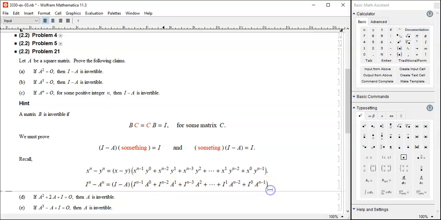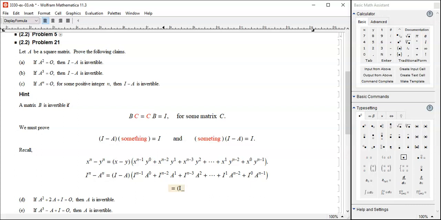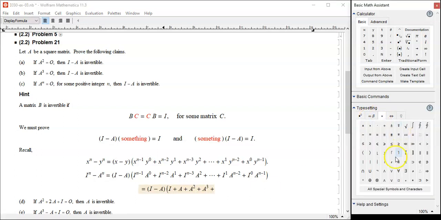Let me take just one more step. So this is equal to I minus A, and then I plus A squared plus A cubed plus, and so on.